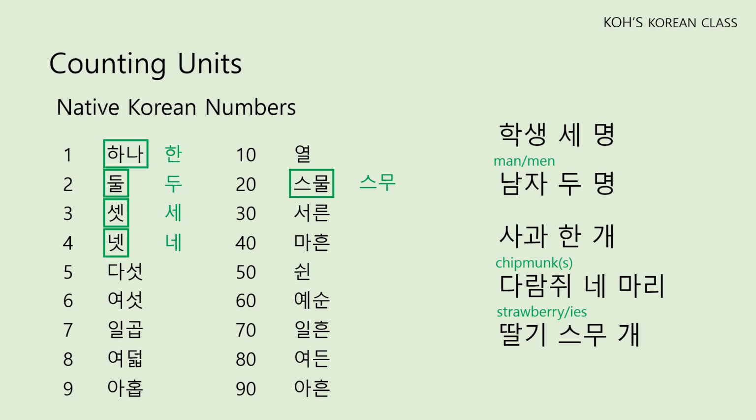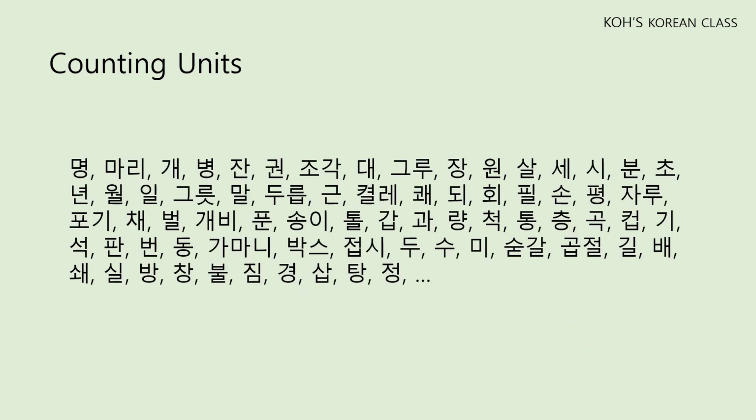We just have learned 3 counting units, but there are hundreds of counting units like this. So, do we need to memorize all the things? No, of course not. Some of them are not used so often. 명, 마리, 개 would be the most commonly used counting units. I think the 3 are quite enough for a Korean language beginner.